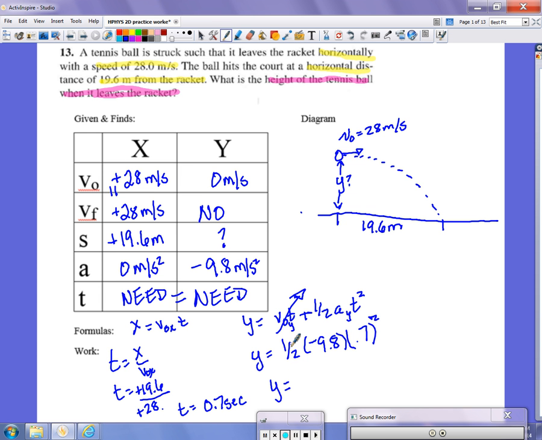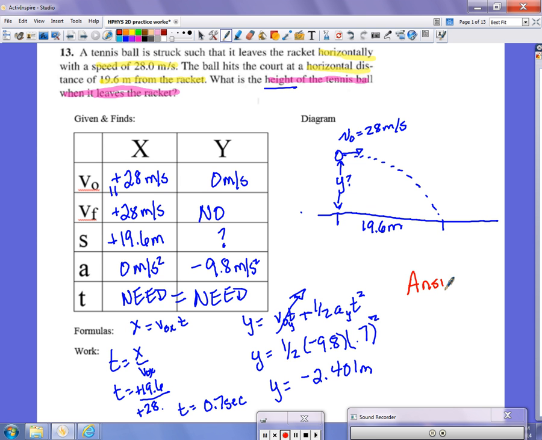So we're going to type this in. That's 0.5 times negative 9.8 times 0.7. Make sure you hit that x squared button so that the 0.7 is squared. And we hit enter, and we should get negative 2.401 meters. Now this is the y displacement, and indeed it's negative. I started here and I went to the ground. But the question asks, what is the height? So the answer to the question is, the height is 2.4 meters.